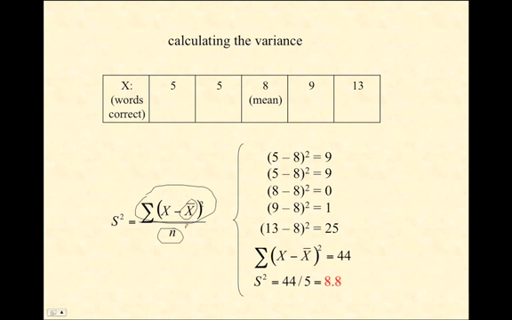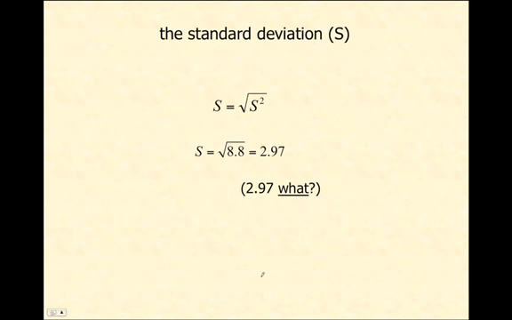44 divided by 5, so 44 goes here, 5 goes here. The average of that, then, is 8.8. That's our variance. But 8.8 what? Is the question. Well, variance is our method that we have to use to get to a much more important statistic, which is the standard deviation.